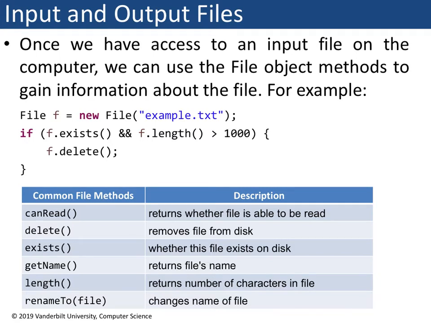And here is a list of common file methods. canRead returns whether the file is able to be read. delete removes the file from the disk just as you would expect it would. exists checks whether or not the file exists and returns a Boolean value of true or false. getName returns the name of the file. length returns the number of characters in the file. And renameTo renames the file.